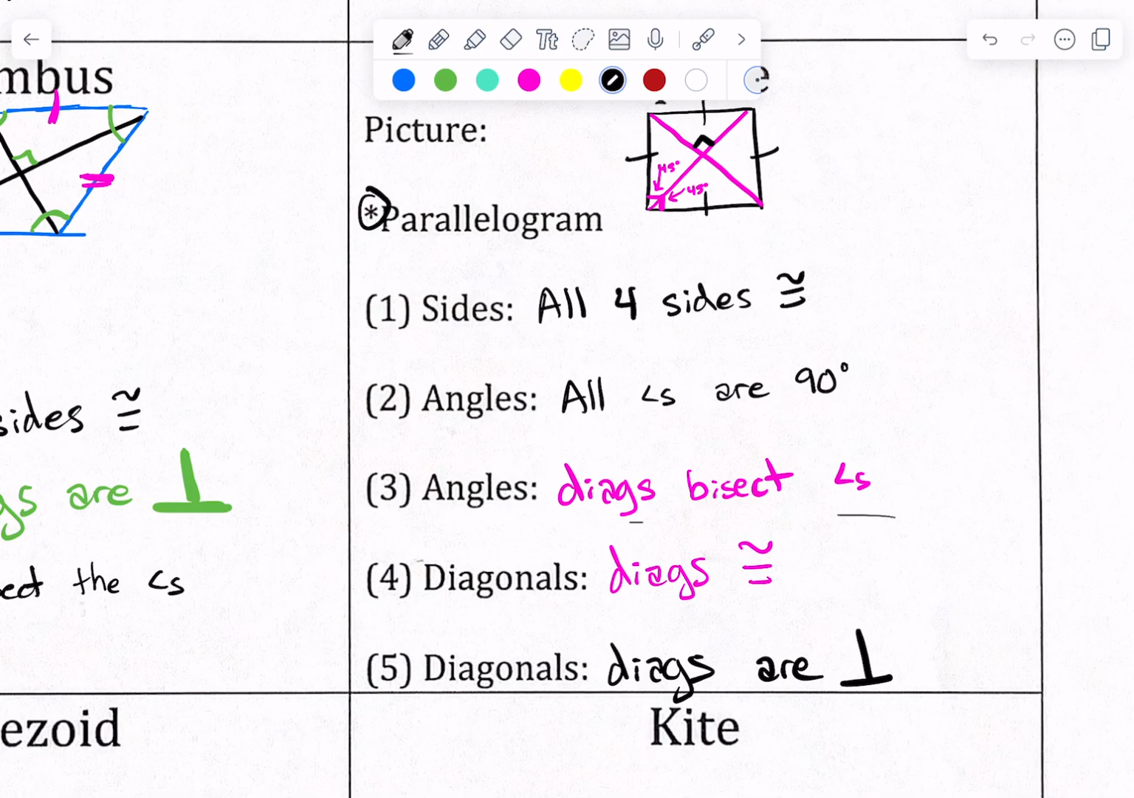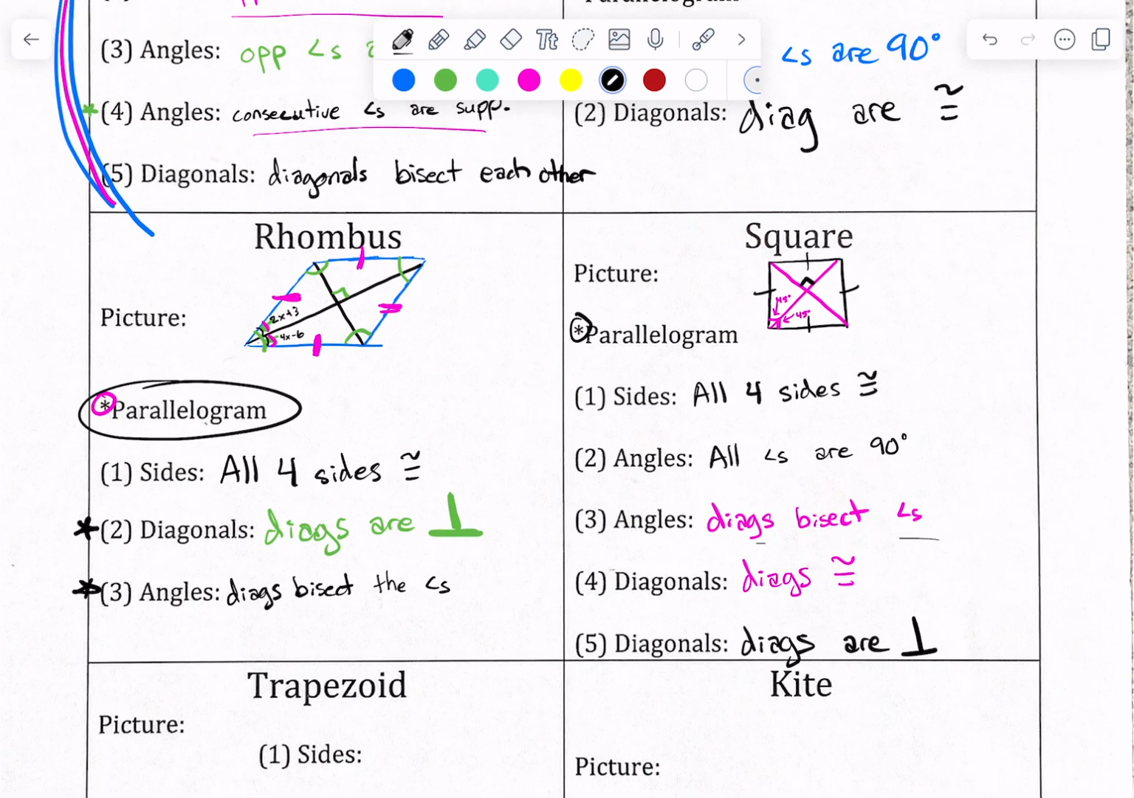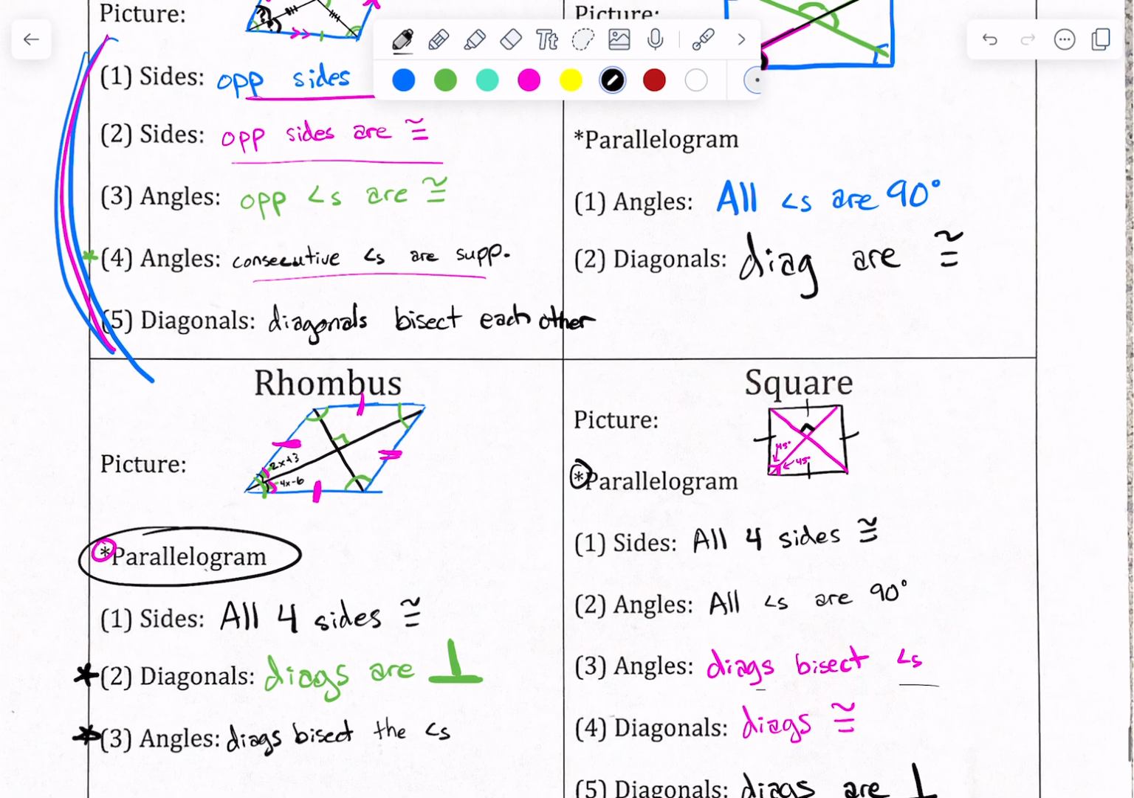Diagonals are perpendicular. Okay. All right. At the end of the chapter, you guys are going to get a blank one of these, and you're going to have to fill all of this in. Does that seem overwhelming at this point? Yes. All right. Then let me show you how to cheat.